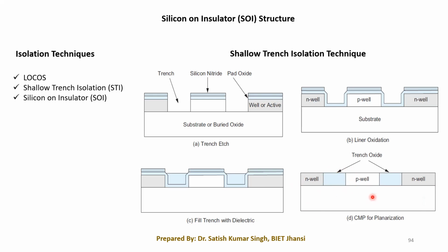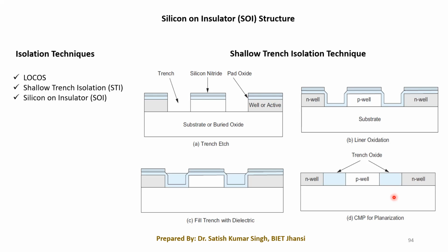Again, this P well and this N well have an isolation. So again it has a trench oxide, you can say, or it is an SiO2 layer. Now within these wells, this N well and this P well, we can fabricate our devices.